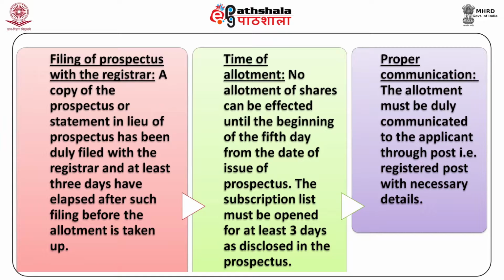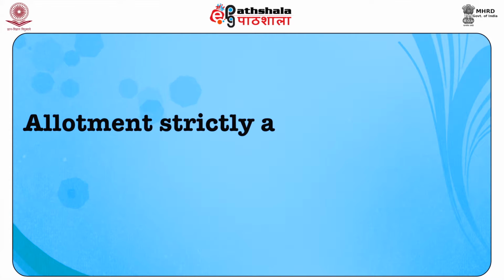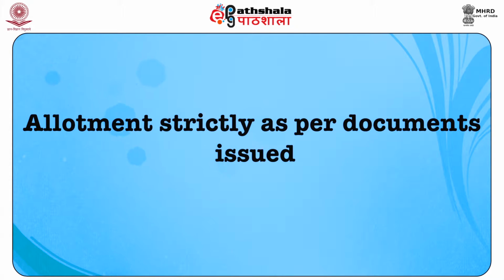Next, time of allotment. No allotment of shares can be effected until the beginning of the 5th day from the date of issue of prospectus. The subscription list must be opened for at least 3 days as disclosed in the prospectus. Next, proper communication. The allotment must be duly communicated to the applicant through registered post with necessary details.